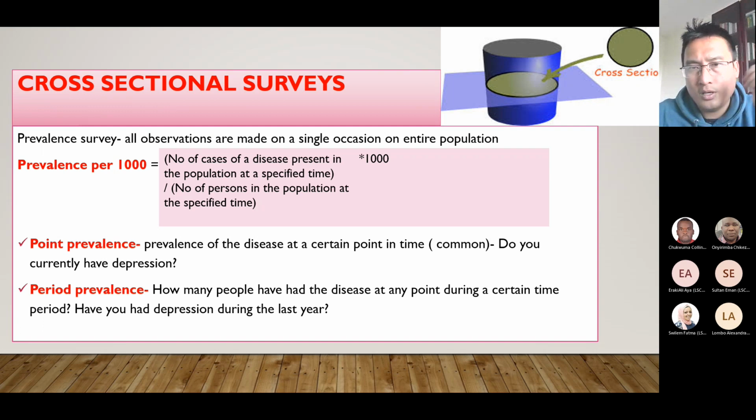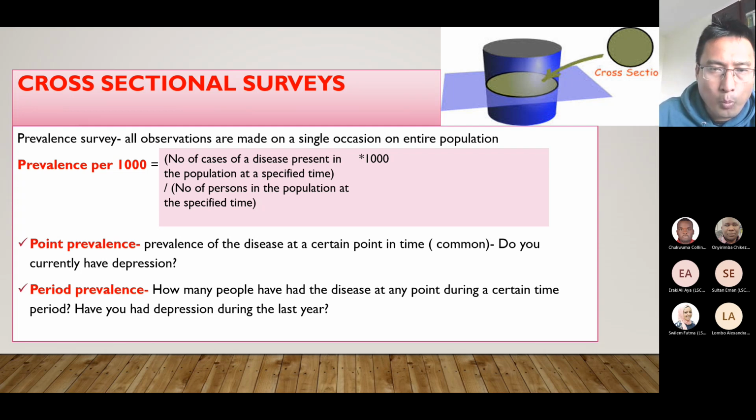Okay, so now let us go to the third study, which is a cross-sectional study. Cross-sectional study is just a snapshot. So the formula for the prevalence is number of cases of disease present in the population at a specified time divided by number of people in the population at that specified time. So number of cases divided by total population, multiplied by 1000.